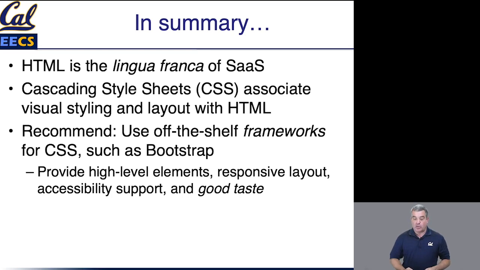And any good framework should provide you with high-level elements, things like cards, carousels, and other collections of low-level HTML components that you can sort of take out of the box and use as elements of your page. It should provide you the ability to do responsive layout, which means on a variety of screen sizes, you can design to have a reasonably good user experience. It should provide support for accessibility so that the default choices that you make with the framework will result in a page that is usable by a wide variety of users.